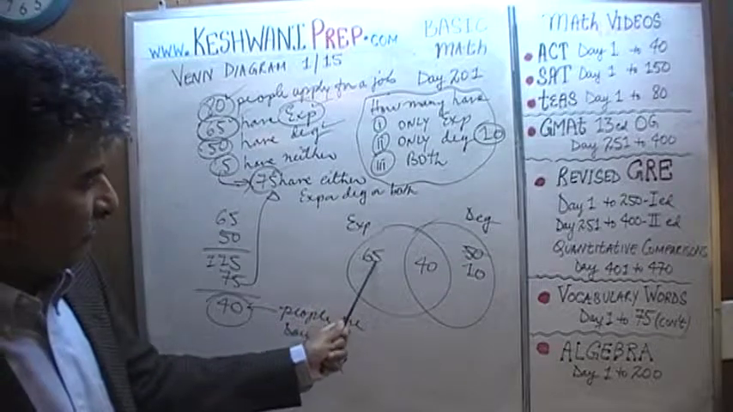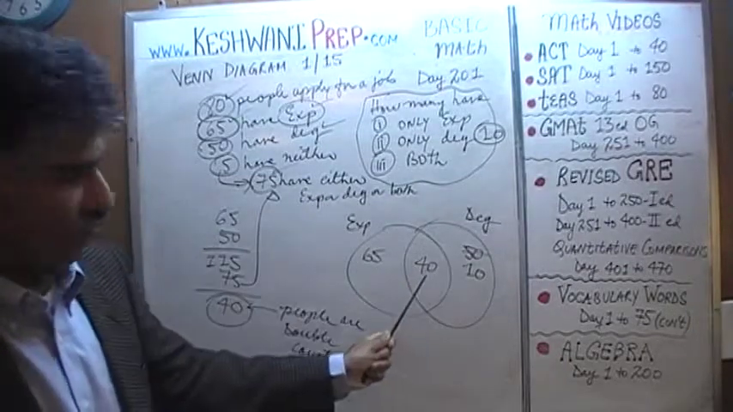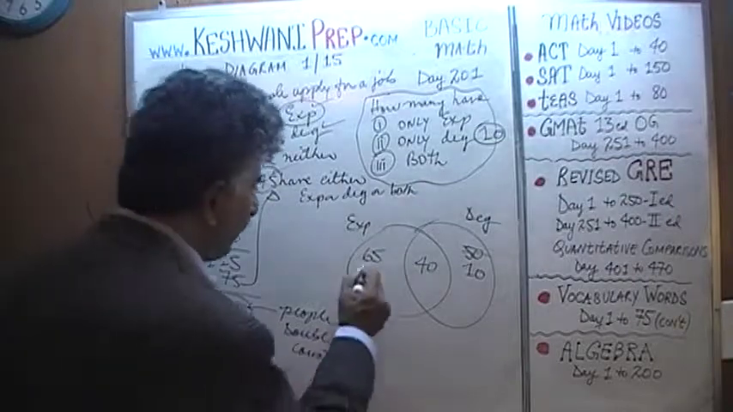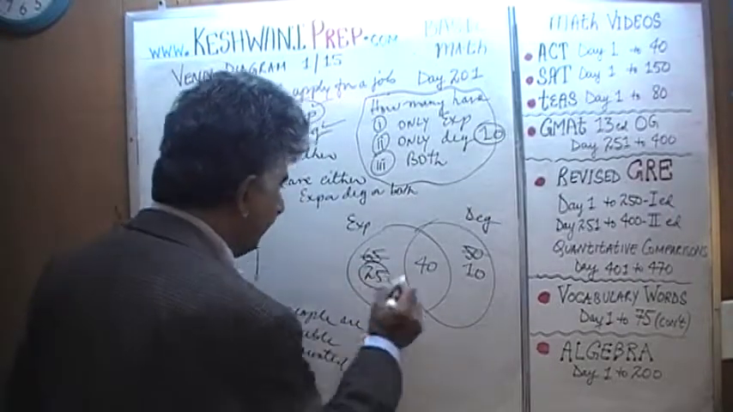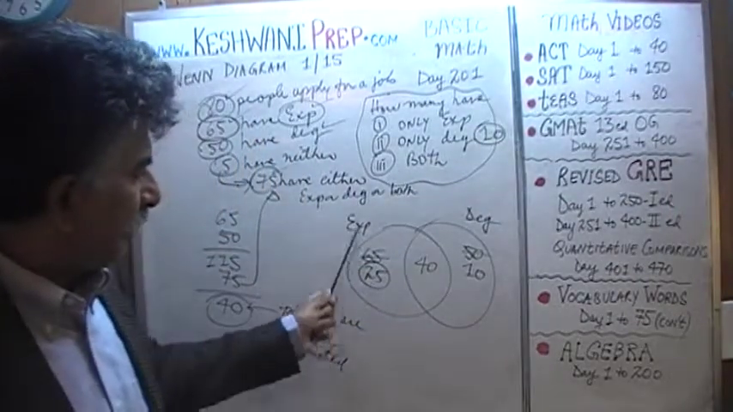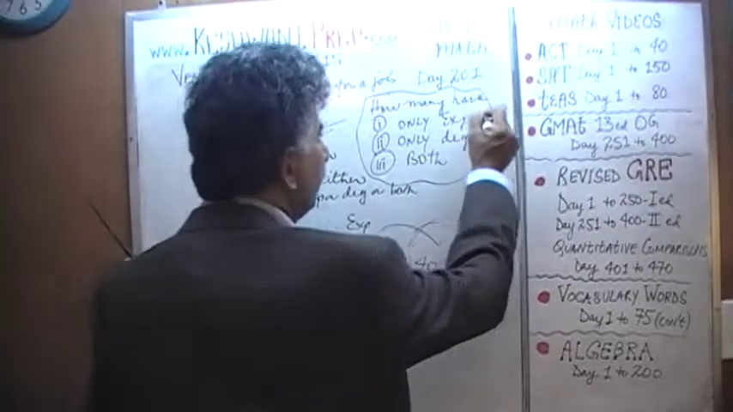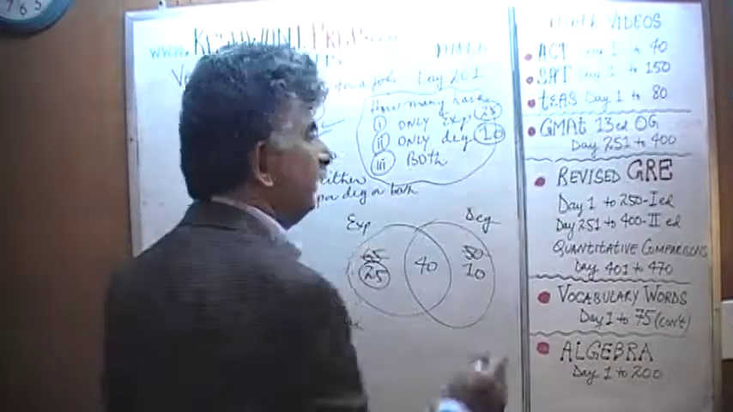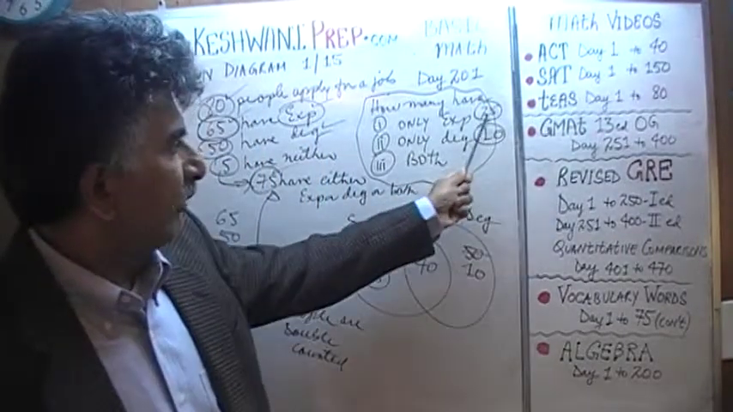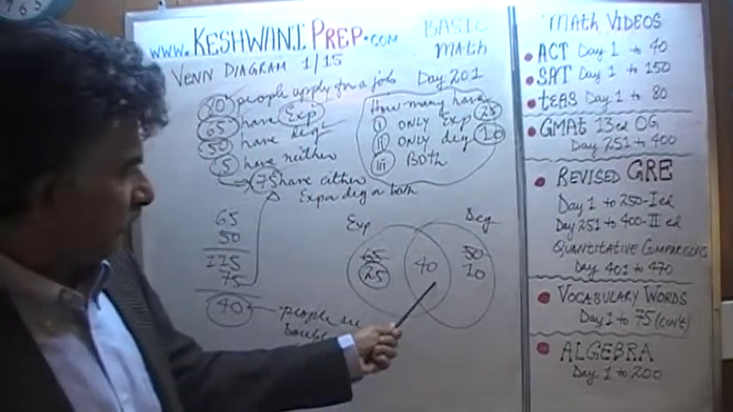out of the 65 people who have the job experience, 40 of the 65 people also have a college degree. As soon as we put a 40 here, we have to go back and subtract 40 from it, it becomes 25. In other words, there are 25 people who have a job experience, but they never went to college. They only have job experience, 25 of them. How many of them have both? It's right there, it's 40 of them.